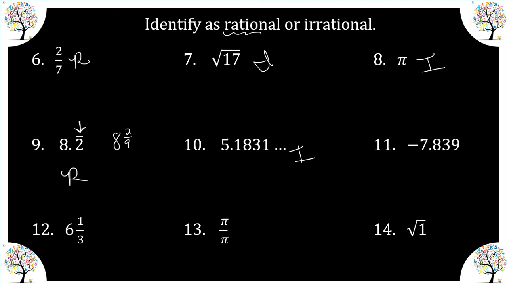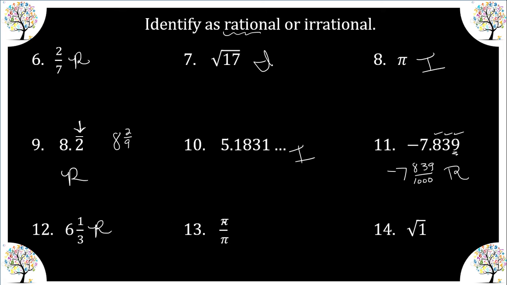Number 11, negative 7.839. This is a terminating decimal. We do know the place value, so I could say negative 7 and then 839 over, and this is the tenths, hundredths, and thousandths place. So I could write it as a ratio, so this is rational. Number 12, it is written as a ratio, so we already know it's rational.